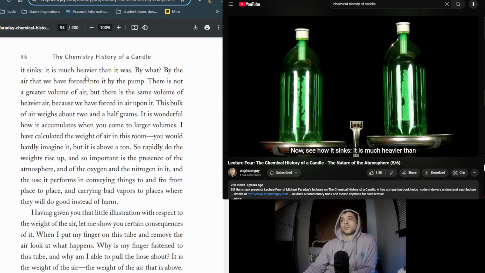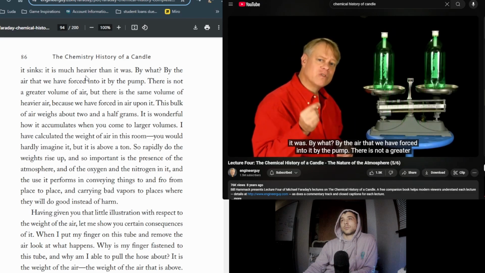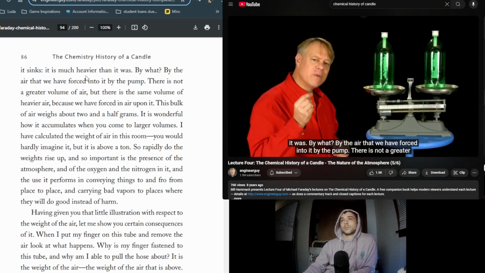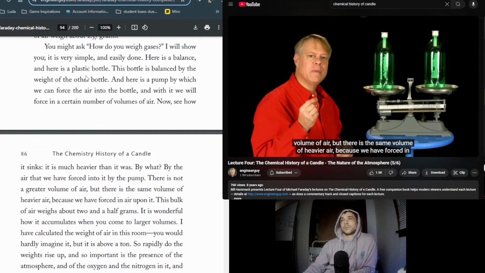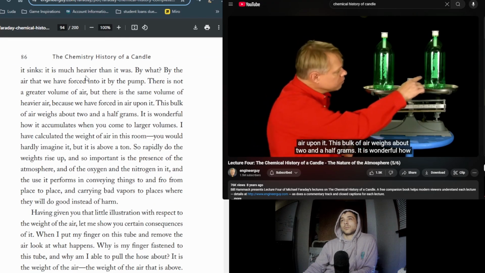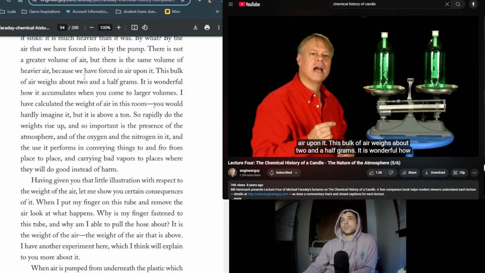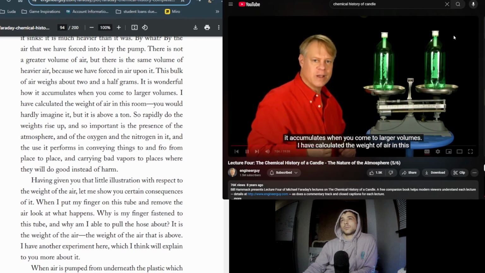Now, see how it sinks? It is much heavier than it was. By what? By the air that we have forced into it by the pump. There's not a greater volume of air, but there is the same volume of heavier air because we have forced in air upon it. This bulk of air weighs about 2.5 grams. It is wonderful how it accumulates when you come to larger volumes.